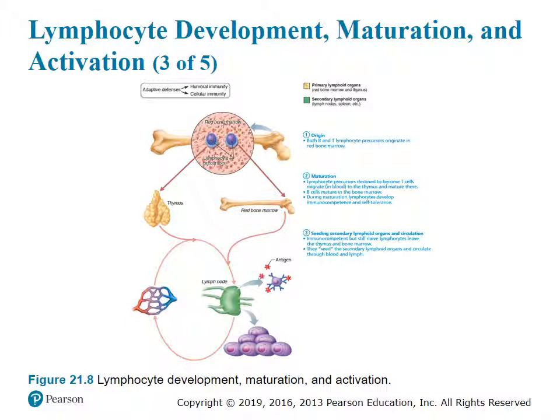And here in part 3, you see the seeding. Where do these get sent to? You see the thymus and the red bone marrow, with the arrows both melding in, and you see the lymph node where they get seeded into: B and T lymphocytes.